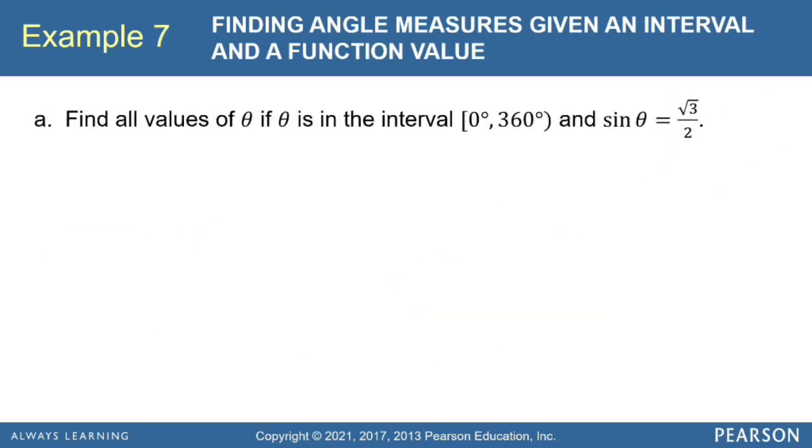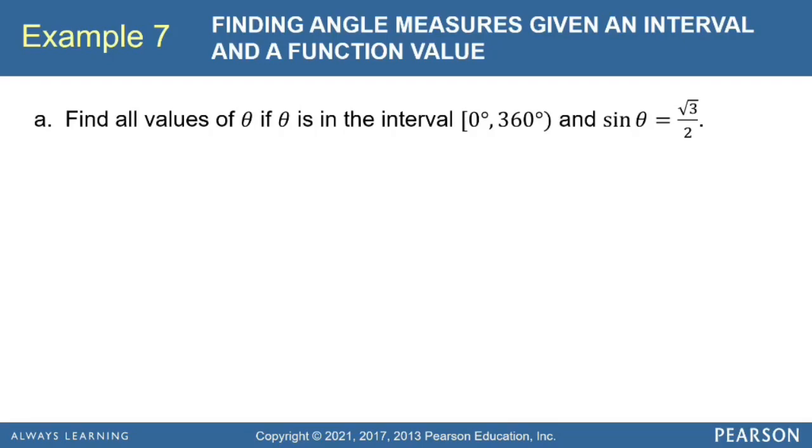And here we are in example 7, and we're going to continue with that same idea of finding the angle. And so the instructions here say find all values of theta if theta is in the interval between 0 degrees and 360 degrees, and the sine of theta is square root of 3 over 2. And so we'll follow the same strategy that we did before. We will use the fact that this sine value is positive to determine our quadrant.